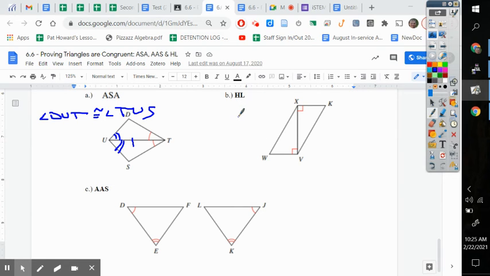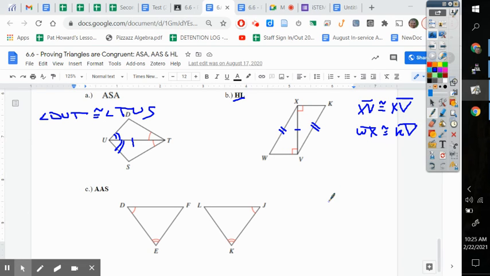HL, hypotenuse leg. You've got a right triangle. You can see that these are back to back, which is all well and good. So there's your leg, the leg of the right triangle. And the hypotenuse would be over here. So once you draw those in there, you're good. If you didn't want to draw them, you could say that XV is congruent to XV. You could also see that WX is congruent to KV.